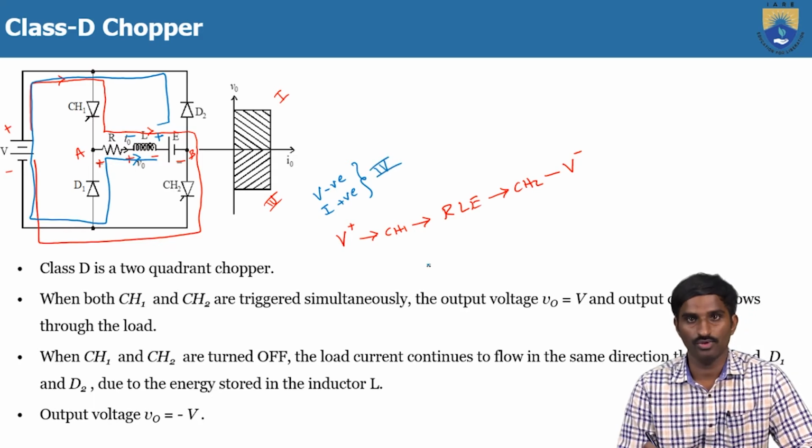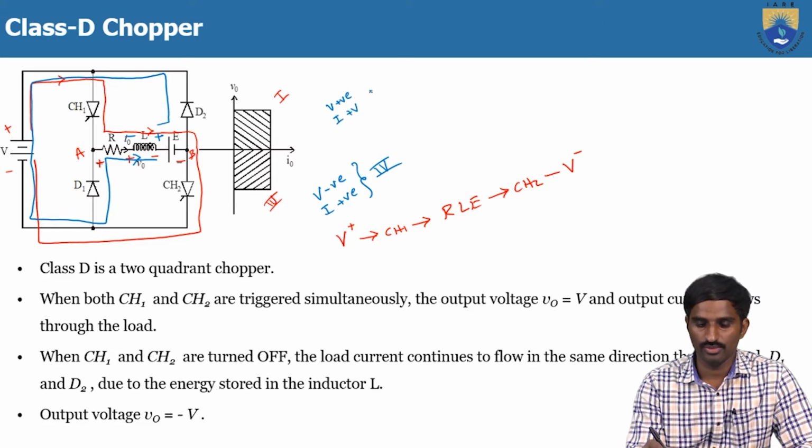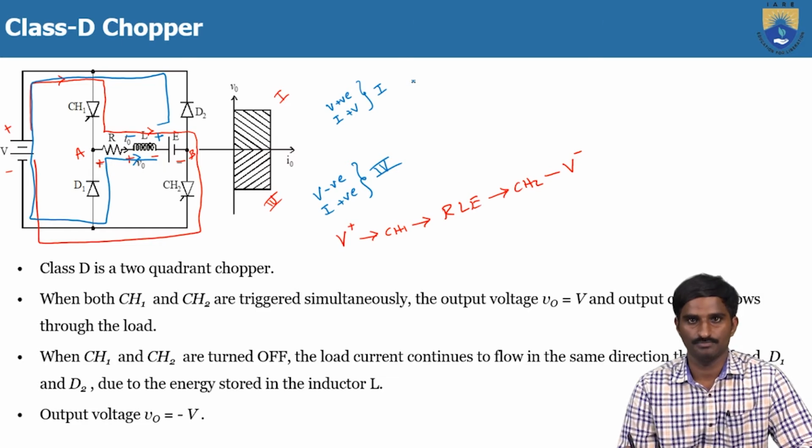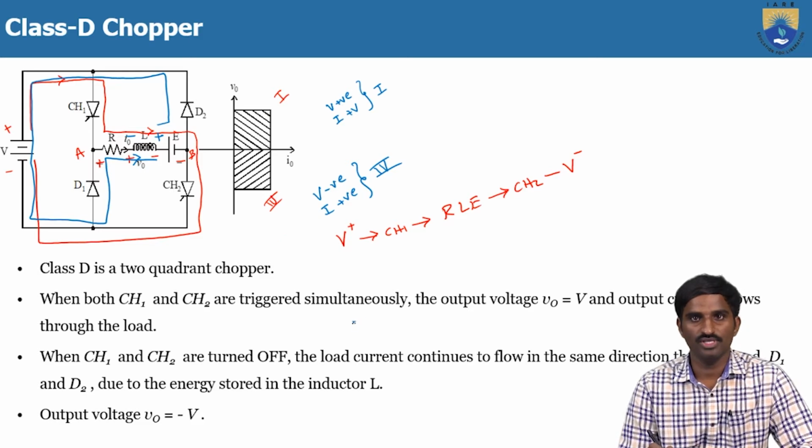This is the fourth quadrant operation. And in the previous case, both voltage and current are positive. So in the first quadrant, both voltage and current are positive. So that's why this is the first quadrant operation. So this is the operating principle of the class D chopper.